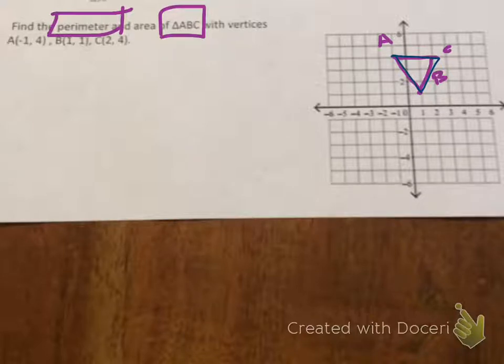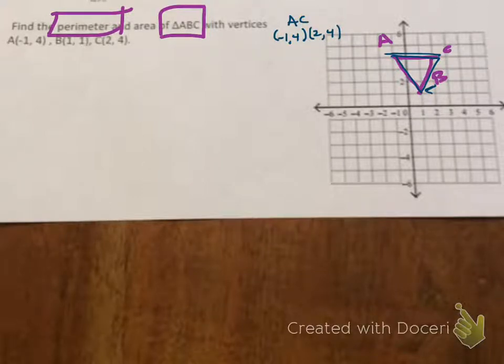So the first distance I'm going to find, so this was point B down here, I'm going to find distance AC. So really what I'm going to do is I'm going to use my A ordered pair, which is -1, 4, and my C ordered pair, which is 2, 4. And I'm going to put that through the distance formula.